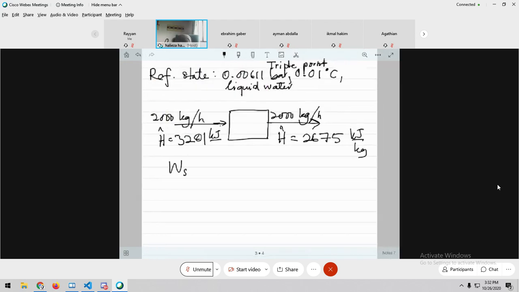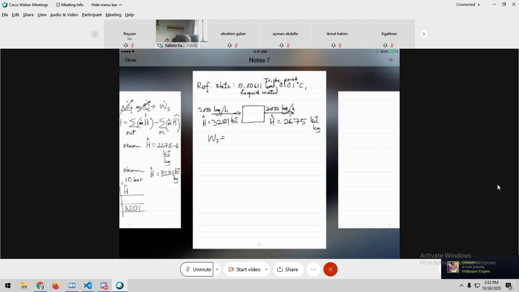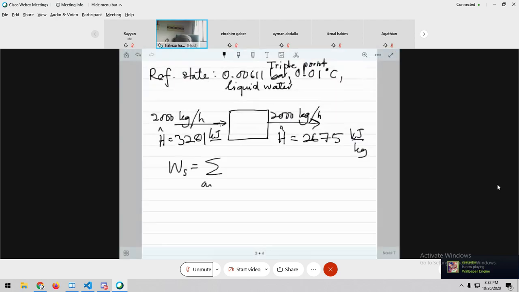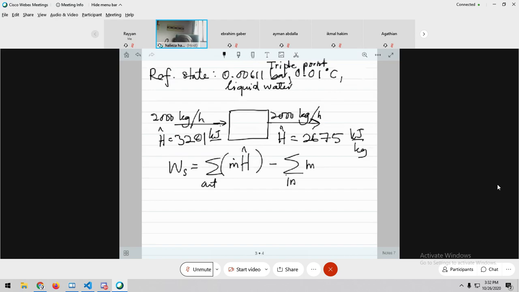QS is equal to out minus in. This is mass flow rate times specific enthalpy out minus mass flow rate times specific enthalpy in. Since your mass in and out is the same, you can take it out from the bracket. So this is going to be out minus in.